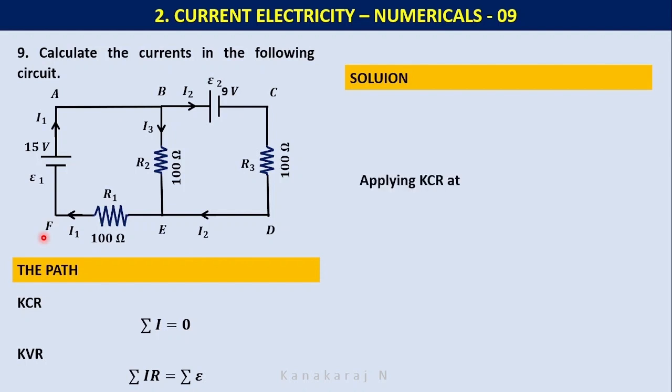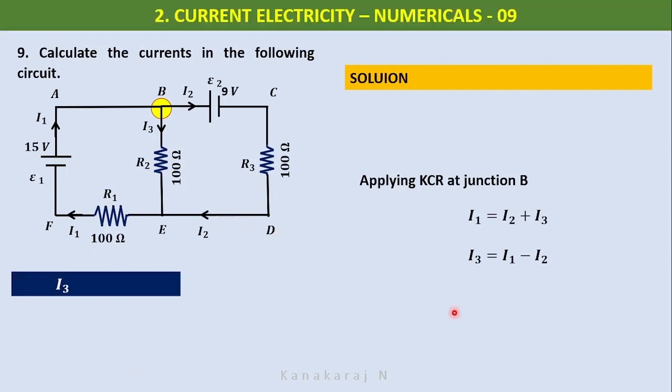Good. Now applying KCR at the junction B. At the junction B, I1 is the current coming towards the junction, so it is positive. I2 and I3 are the two currents going away from the junction, so they are negative. So total current going towards the junction equals the total current going away from the junction: I1 equals I2 plus I3. To simplify this problem, let us have only two variables. So let us have I3 equals I1 minus I2. Let us keep this equation here for further reference.